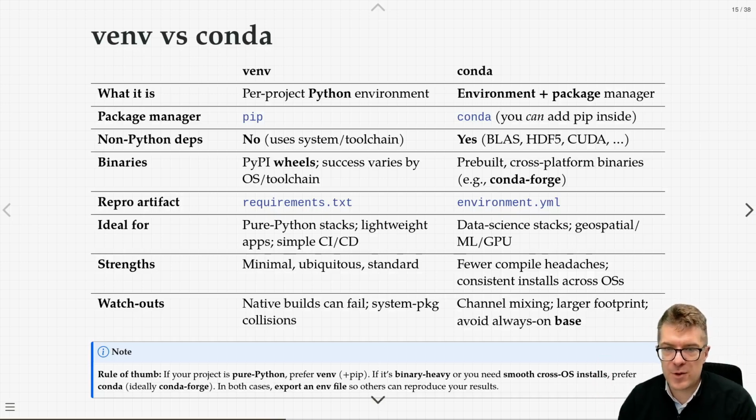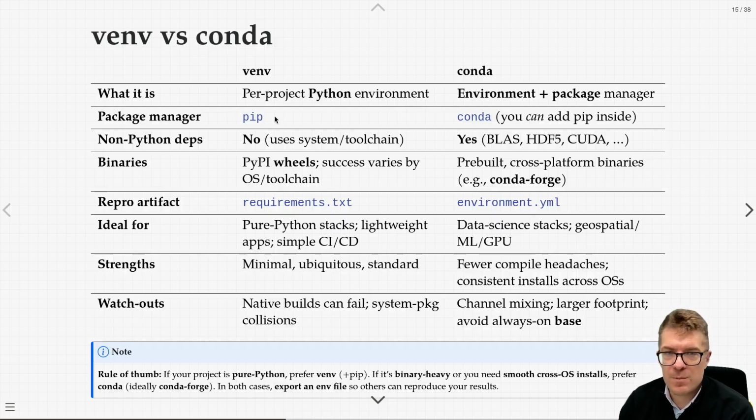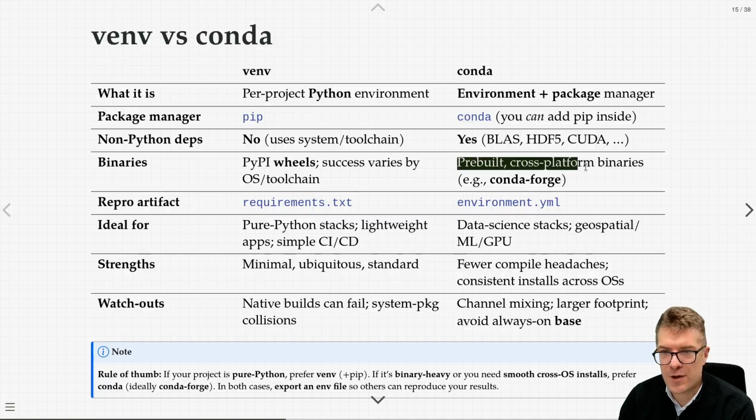So I just want to highlight the differences between venv and conda. Venv is typically a per-project Python environment, whereas conda is that and so much more. It's a much more global environment and package manager. You use pip or conda on the command line respectively, but you can run pip inside of conda. venv only works with Python. Conda is much more general. Binaries, you can use wheels within venv, but how this actually is deployable can depend on your tool chain, what operating system you're using. Conda-forge and all kinds of other binaries are really helpful with conda.